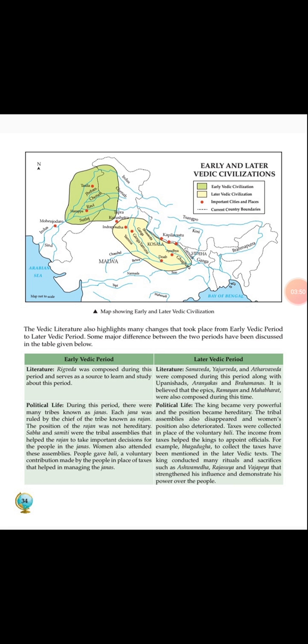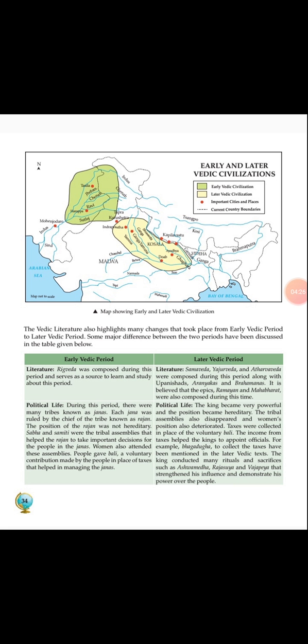The second difference is political life. During the early Vedic period there were many tribes known as Janas, and each Jana was ruled by the chief of the tribe, known as the Rajan. The position of the Rajan was not hereditary. Sabha and Samiti were the tribal assemblies that helped the Rajan take important decisions for the people of the Jana. Women also attended these assemblies. People gave Bali, a voluntary contribution made in place of tax, that helped in managing the Jana.